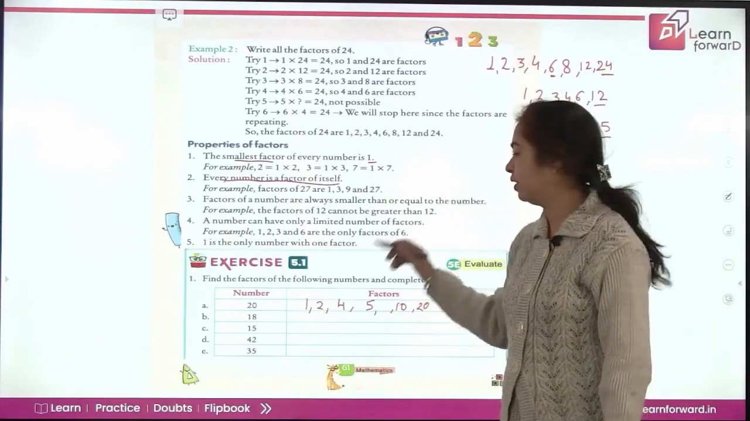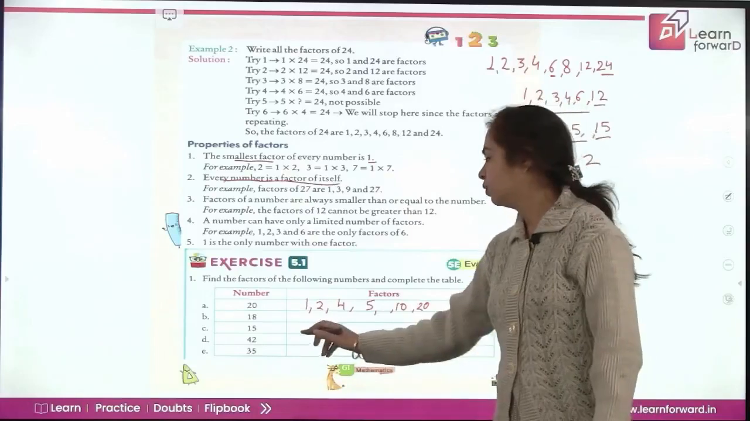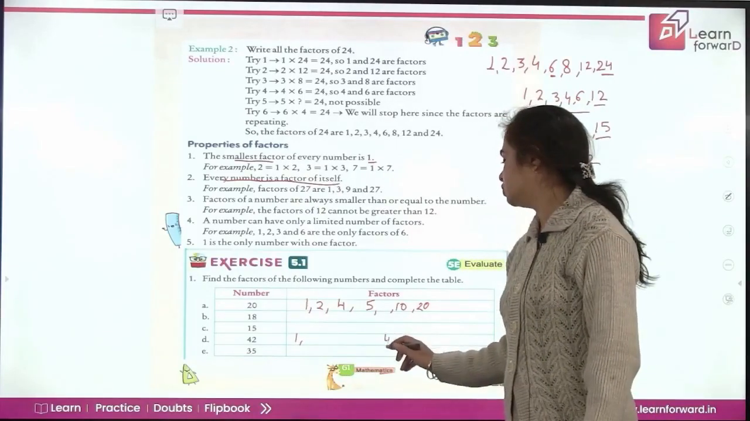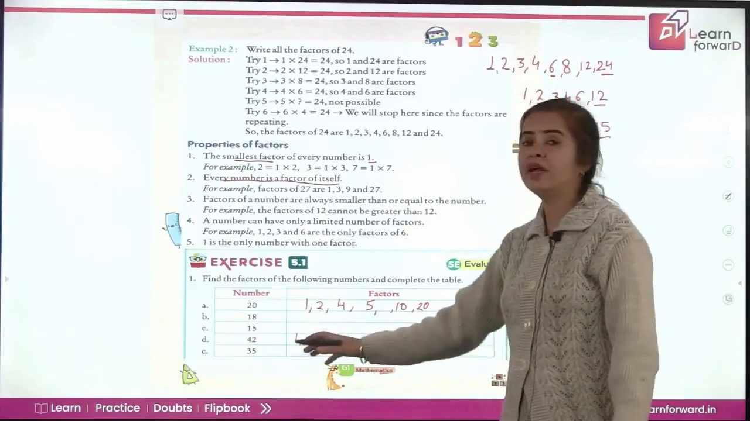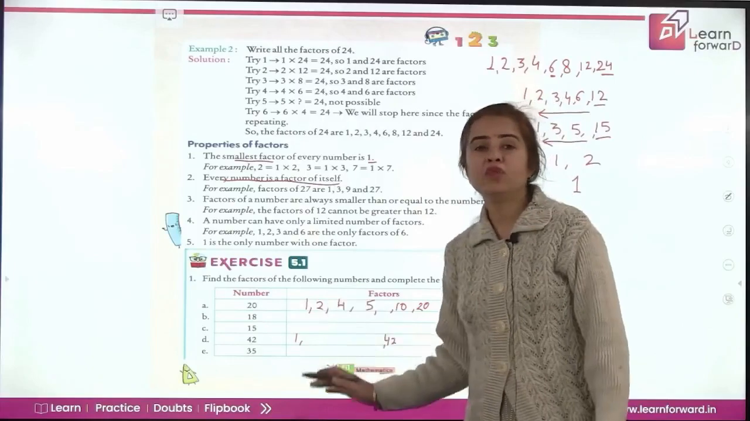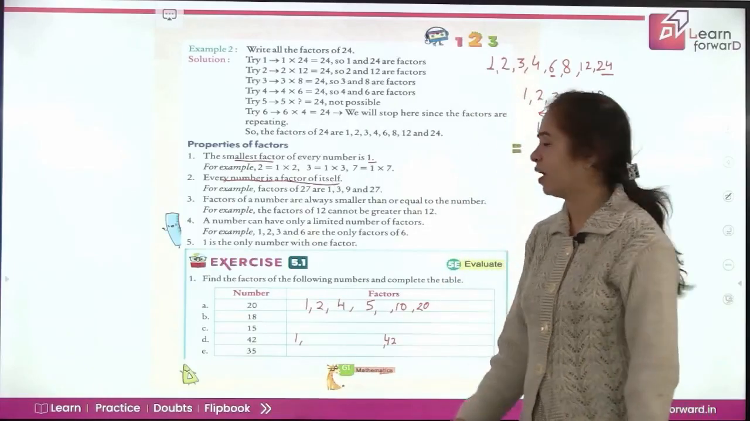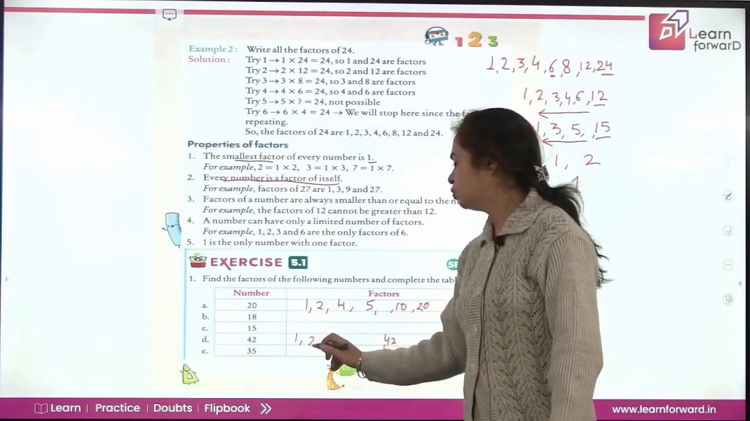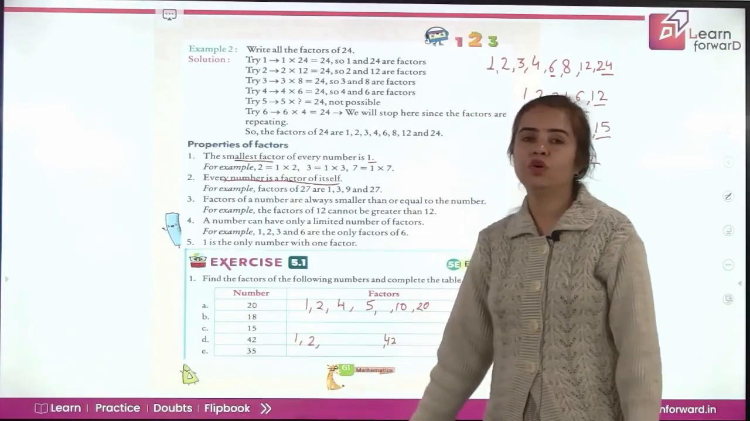15 we have already written. Let's write for 42. 1 on one side, and on the other side you get 42. Okay. See, if you write them side by side, I can assure you that you will not miss any of the factors. Is it divisible by 2? Yes. So, when you write 2, quickly divide by 2, what do you get?